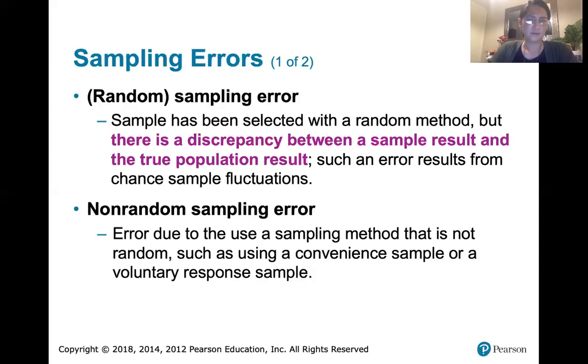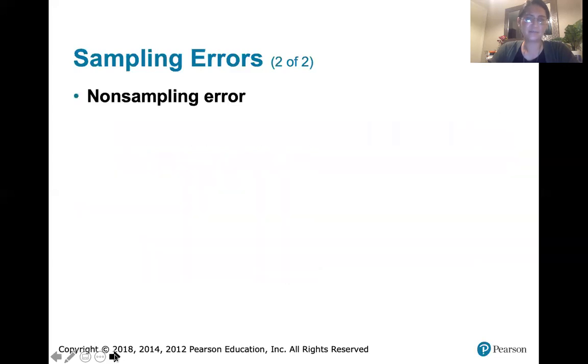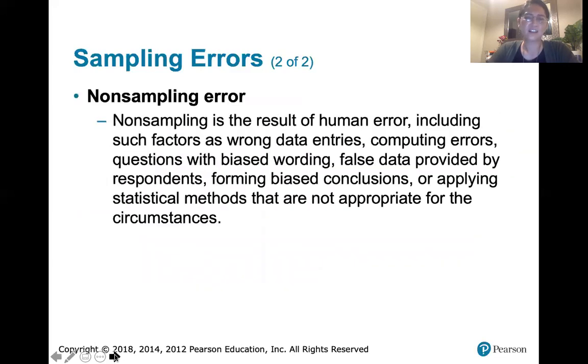Now, it's also possible to have non-sampling error. And we've actually talked a little bit about some of this. This is just due to human error in our design. And sometimes there's human error in data collection or data entry. So we've got wrong data entry on this list, computing errors, maybe you programmed it into Excel incorrectly, or SPSS, you used that program and you did something incorrectly.